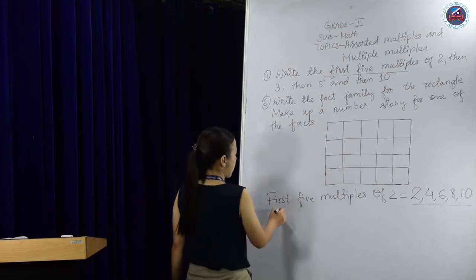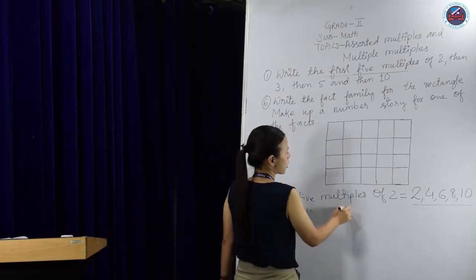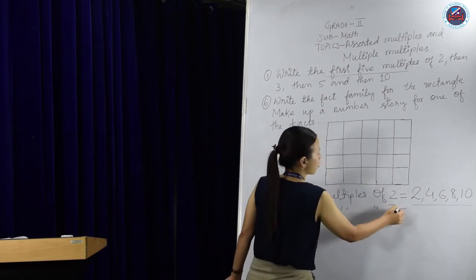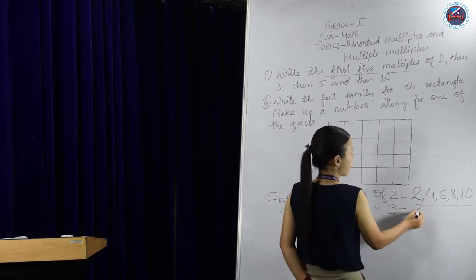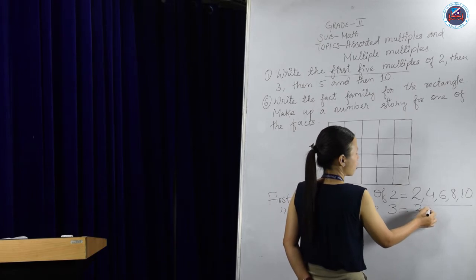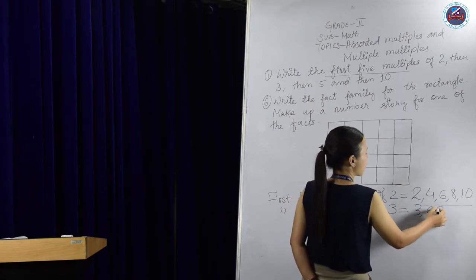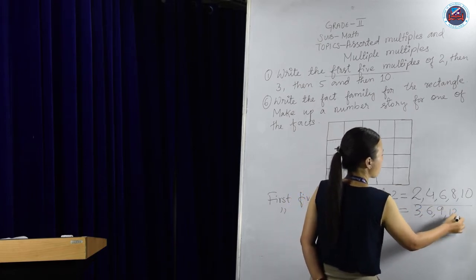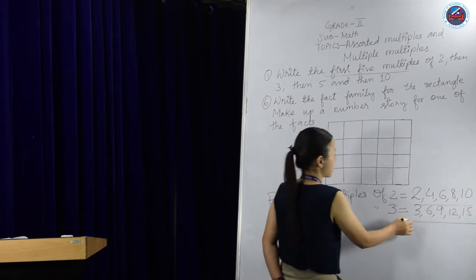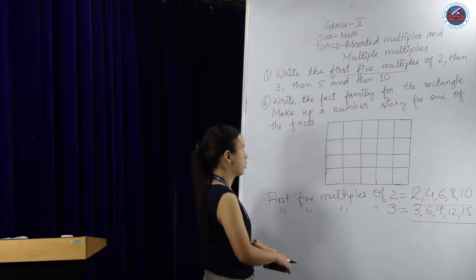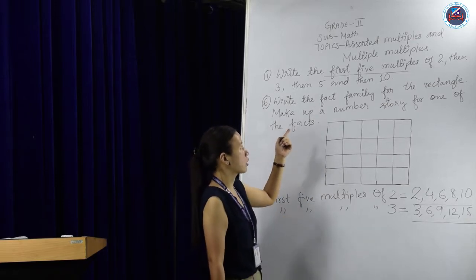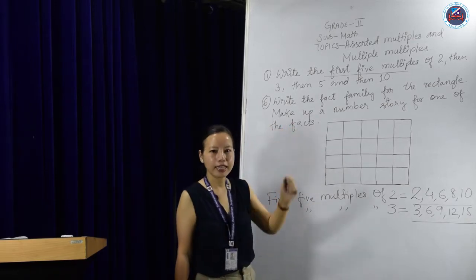In the same way we will find the first 5 multiples of 3. To write the first 5 multiples of 3, just write the table of 3. That is 3 1s are 3, 3 2s are 6, 3 3s are 9, 3 4s are 12, and 3 5s are 15. That's how it goes on for multiples of 5 and 10. So I want you all to try out multiples of 5 and 10 at home.